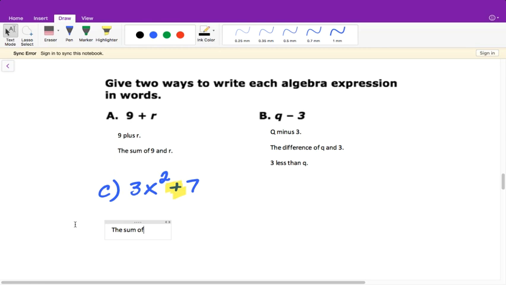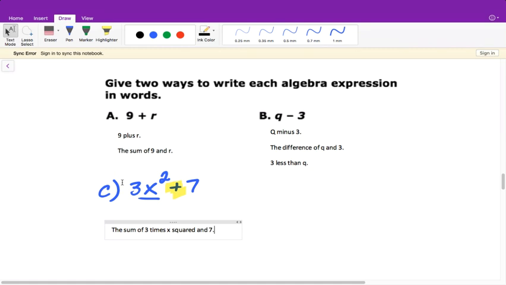So now that I established a sum of, remember, when we use sum, we have to talk about them in order. So that means I need to talk about this 3x squared first. So now in order for me to talk about this 3x squared, I need to say, well, what's going on here? So it's a sum of, and then I can say 3 times the square of x, or x squared, and 7. All right, and we can describe this any way. We can say the sum of the product of 3 and x squared and 7. We can say the sum of 3 times x squared and 7. We can describe this in any ways.